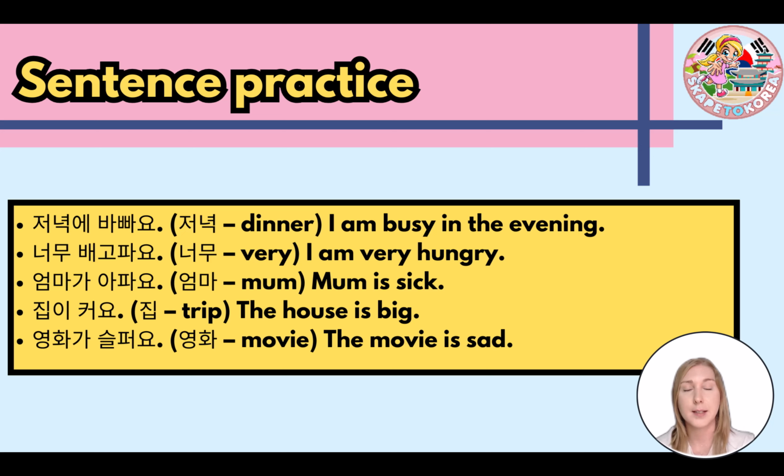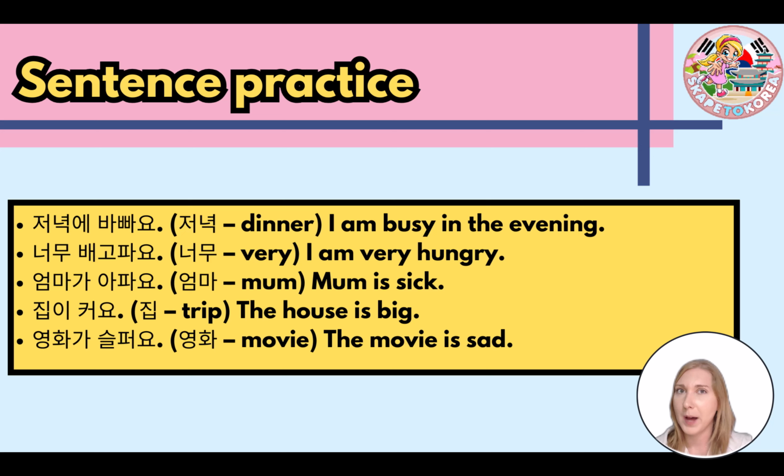So the first sentence is 저녁에 바빠요. 바쁘다 is to be busy, and it gets conjugated to 바빠요, and 저녁에 because in the evening. Yeah, you are marking the time. So the particle 에 marks the time. It marks a place as well, but in this case it's marking the time. So it is 저녁에 바빠요.